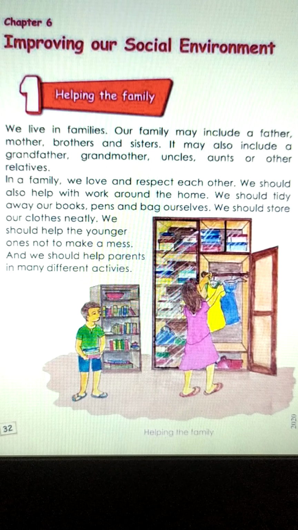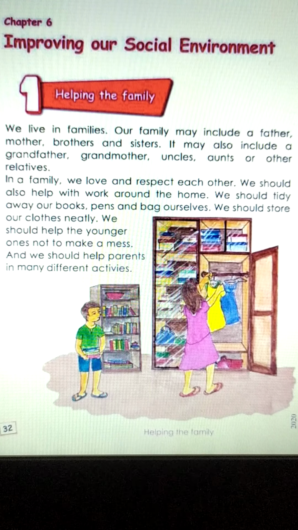We live in families. Do you know what a family is? When a group of people lives together, they form a family. Our family may include a father, mother, brothers and sisters. Include means that in our family we can have our father, mother, brothers and sisters all together. It may also include a grandfather, grandmother, uncles, aunts or other relatives. That means sometimes other relatives can also live with us and become members of our family.